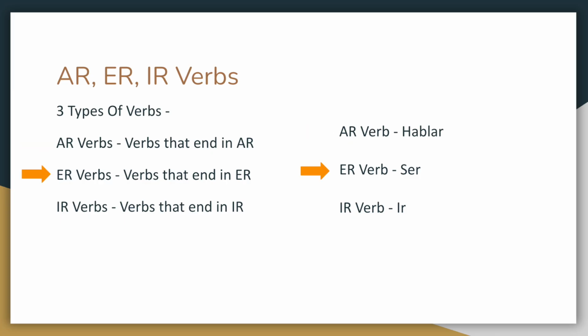The next type of verb is an ER verb. These are verbs that end in ER. For example, ser, which means to be, is an ER verb because its ending is an ER. The last type of verb is IR. These are verbs that end in IR. So for example, in Spanish, there's a verb that's literally ir, and ir means to go. Since it ends in IR, it's an IR verb.